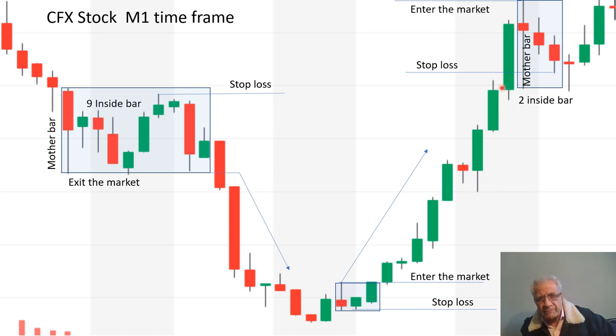Now in this situation, the trend is going to go upward. So you enter the market at the high of the mother bar, and you put your stop loss at the low of inside bar. So this is the low of inside bar, and that is your stop loss. So this is how you enter or exit the market, and you put your stop loss.